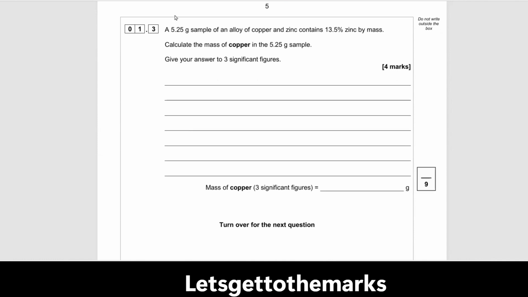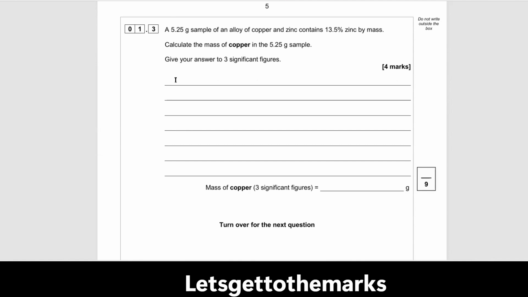1.3. There's a number of ways to do this question. A 5.25 gram sample of an alloy of copper and zinc contains 13.5% zinc by mass. So 13.5% of that is zinc. Calculate the mass of copper in the 5.25 gram sample. Listen, you can do it 2 ways. We can either work out the mass of zinc and take it away from the total, or we can work out the mass of copper. So I'm going to give you one way to do it.